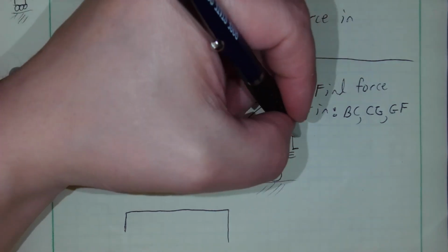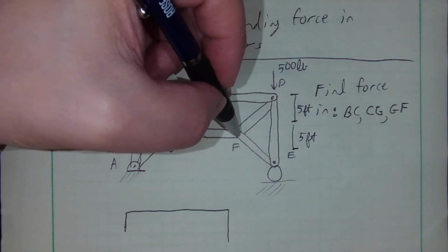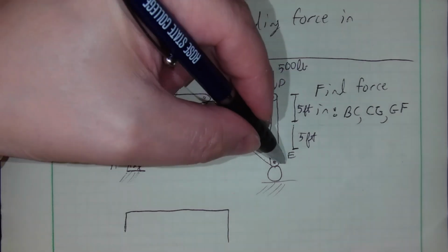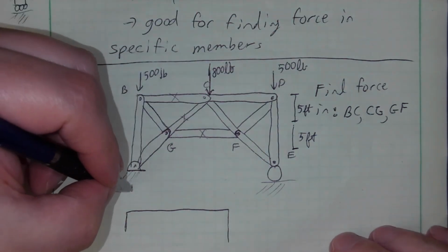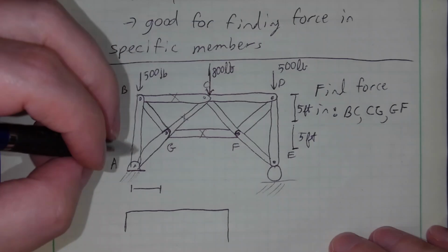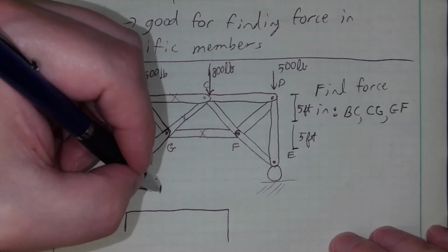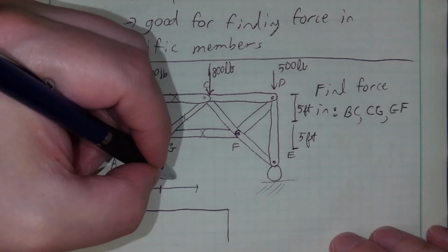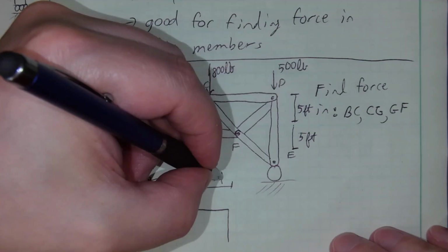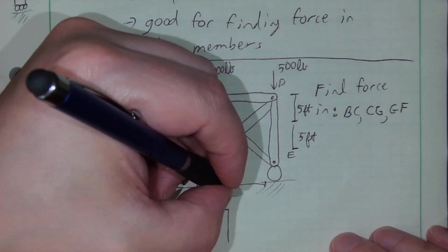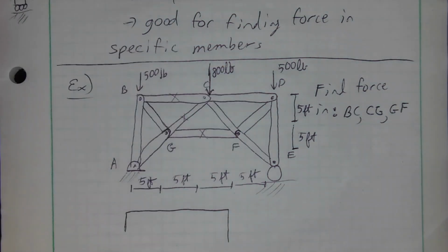This thing is 10 foot tall, so 5 foot from D down to F vertically, and then 5 more foot from F down to E vertically. I've not drawn that very well here; this should go all the way down. And then 5 foot spans across, a total of 20 foot across. So horizontally, from A to G is 5 foot, from G to C is 5 foot, from C to F is 5 foot, and from F to E is another 5 foot. Again, a total of 20 foot across, total of 10 foot tall.